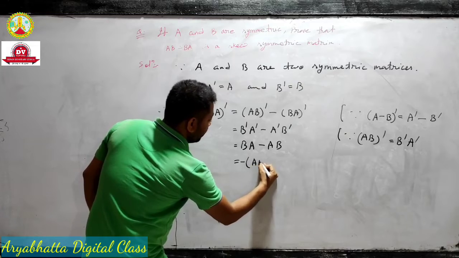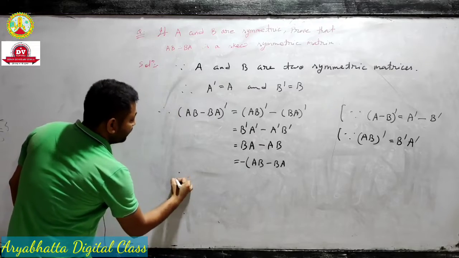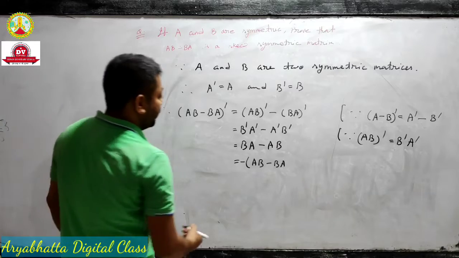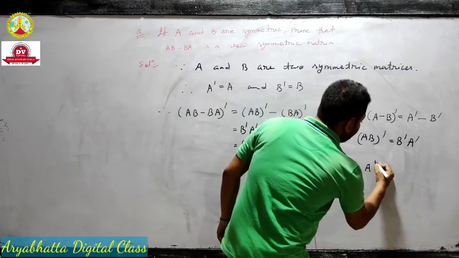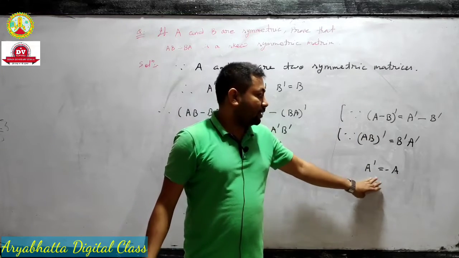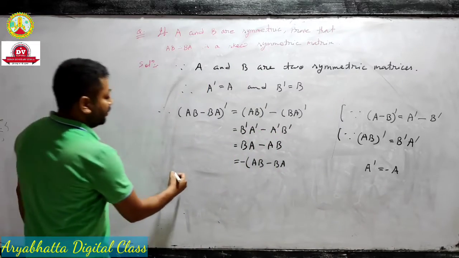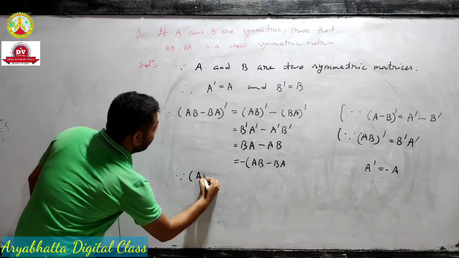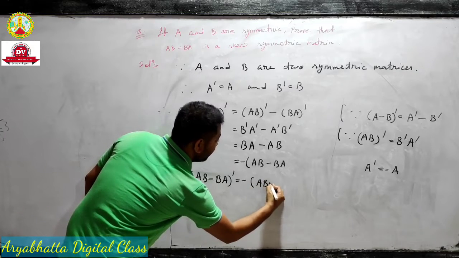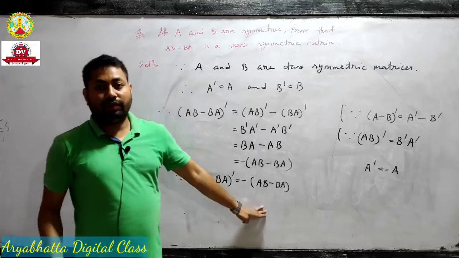Next, this is minus bracket AB minus BA. We know that if A is a skew symmetric matrix, then A dash equal to minus A. In the previous class, we discussed that if A is a skew symmetric matrix, then A dash equal to minus A. Here AB minus BA whole dash equal to minus AB minus BA. Therefore, AB minus BA is a skew symmetric matrix. Hence proved.